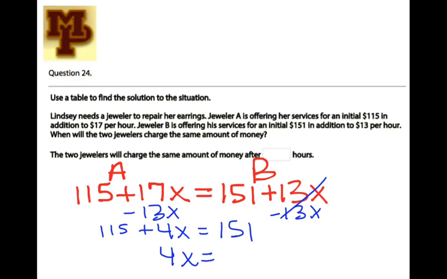115 from each side. I'll grab my calculator out so it'd be a little quicker. 151 minus 115 is 36, and then we're going to divide by 4, so that would be 9. So after 9 hours they would be the same cost. And we could figure out what the cost is, of course, just by plugging in the 9 for the x in either expression, and that'll give us how much it would cost.